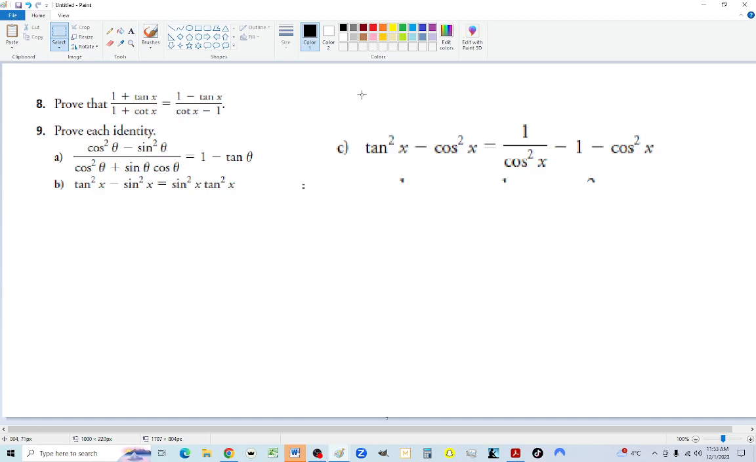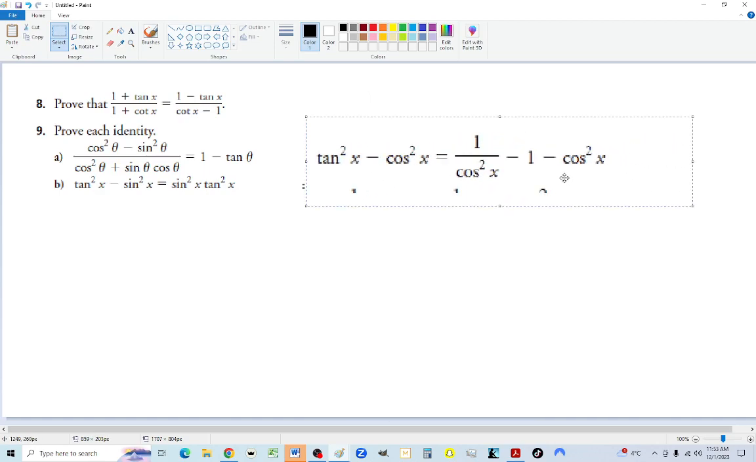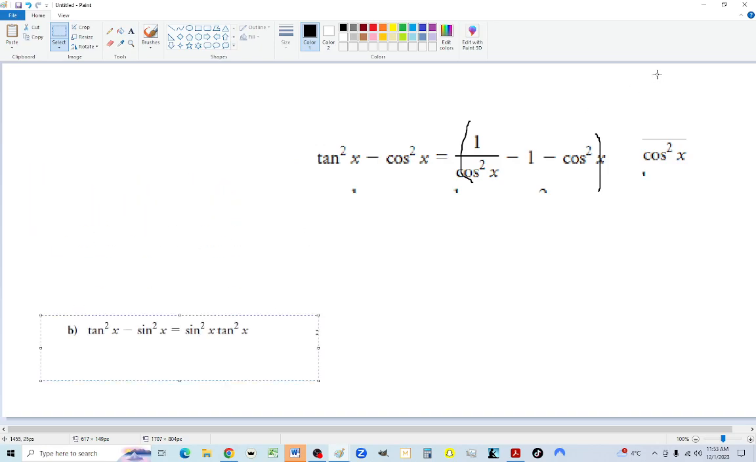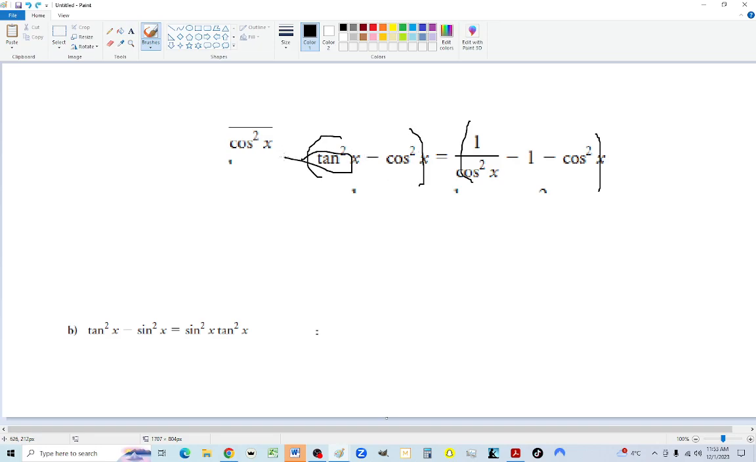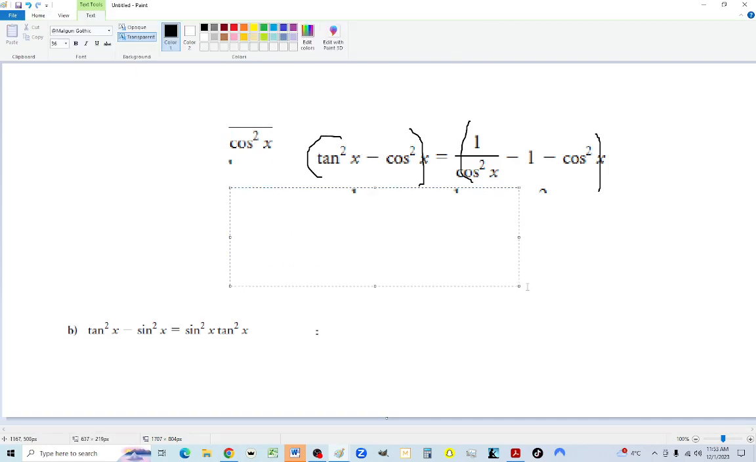Well, let's start by getting rid of denominators. Let's multiply everything on the left, everything on the right by that. You can get rid of all this because this is the last one. Oh, no, it's not. Try to remember that tan squared is sine squared over cos squared, so that's going to become sine squared. And that's going to become minus cos to the 4. So this is going to be sine squared minus cos to the 4.